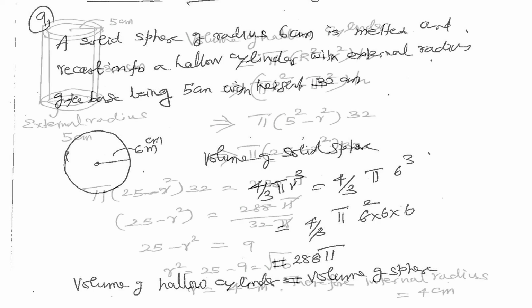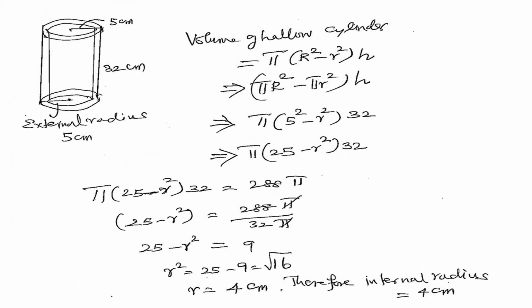Volume of hollow cylinder should be equal to this volume of sphere. So volume of hollow cylinder is equal to pi into big radius R squared minus small radius r squared into h. That gives us pi into 25 minus r squared into 32, which must be equated to 288 pi. So this gives us r squared is equal to 16. So r is 4 centimeter. Therefore, the internal radius is 4 centimeter.